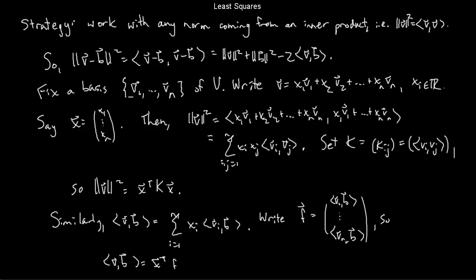X transpose f. And finally, if you wanted to look at the norm of b squared, well, that's just some number. Let's call it c. And so altogether, your norm of v minus b squared looks just like this form that we saw last time: x transpose kx minus 2 x transpose f plus c, where c again is just norm of b squared, some fixed constant. So we know how to minimize that.